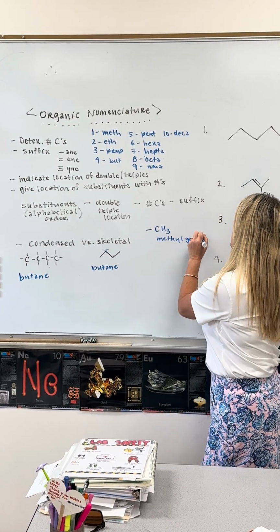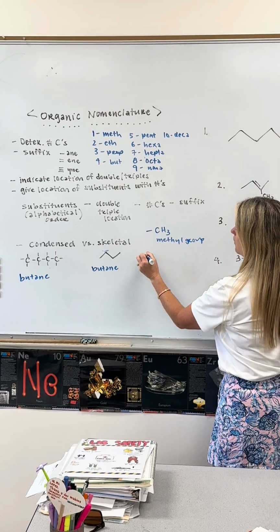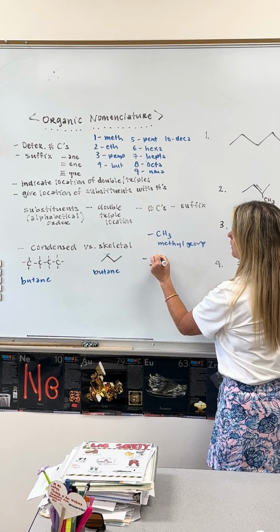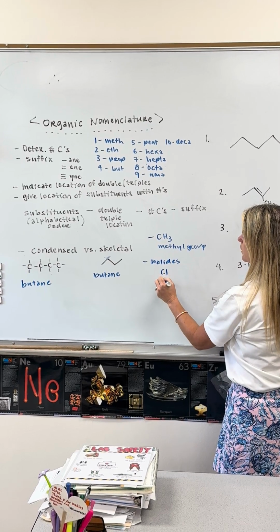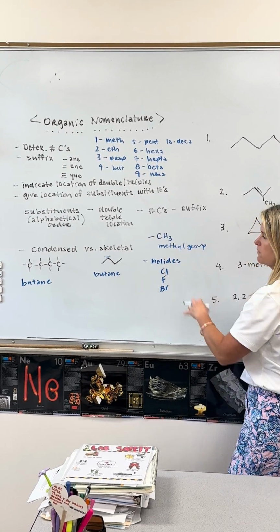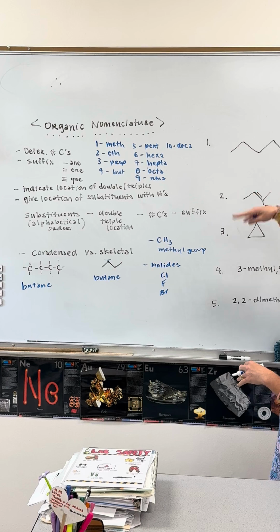All right, and a lot of times our other substituents we're going to add on are going to be halides. So that's anything from the halogen group. So chlorine, fluorine, bromine, those are just some examples. And I'm going to show you what to do here.